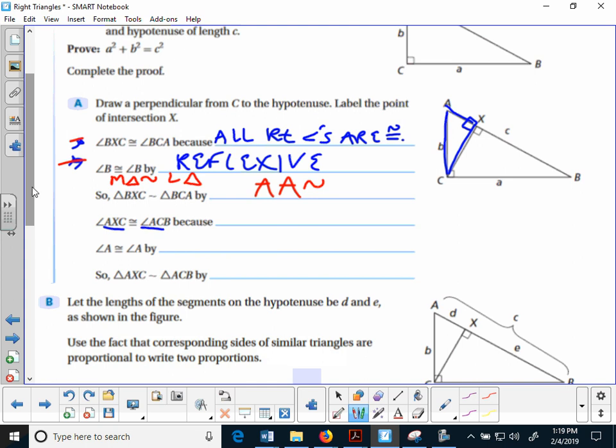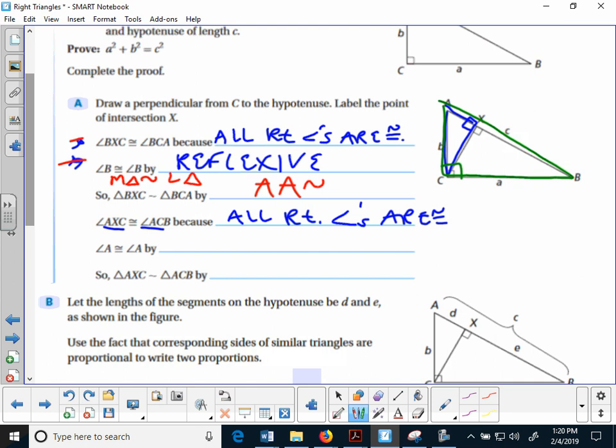So ACB is here. What triangle does that belong to? The large. So we're now looking at the small to the large. They're both right angles, so what's our reason for being able to say that? That all right angles are congruent. Good. All right angles are congruent.